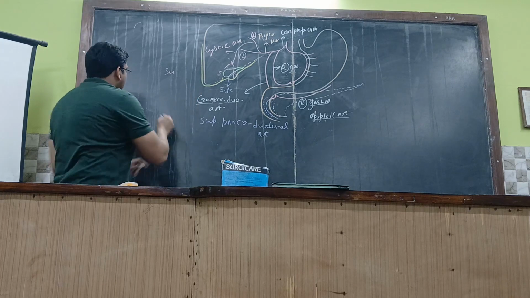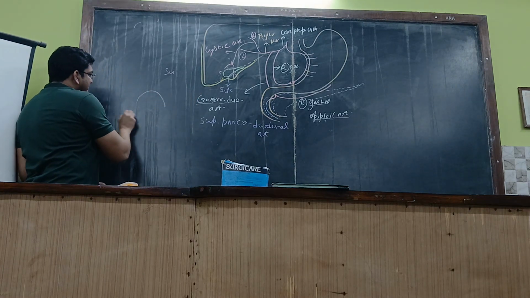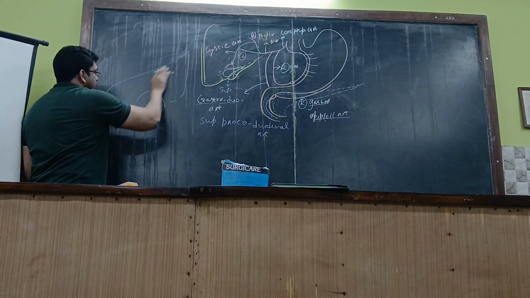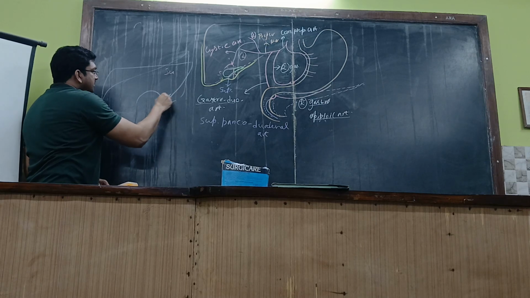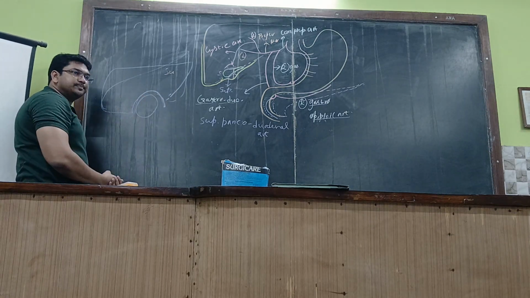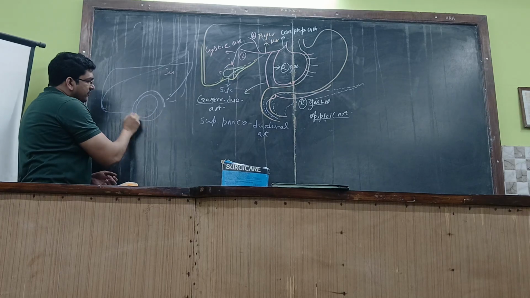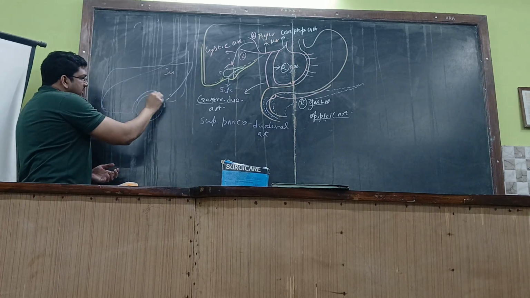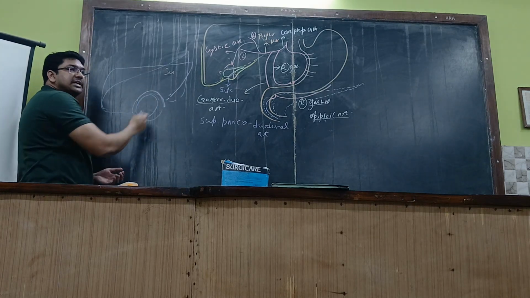There will be a gallbladder fossa within the liver. If this is the liver, this is the gallbladder fossa where the gallbladder will be lying. This part is the superficial part of the gallbladder. This part towards the liver is the deep part.